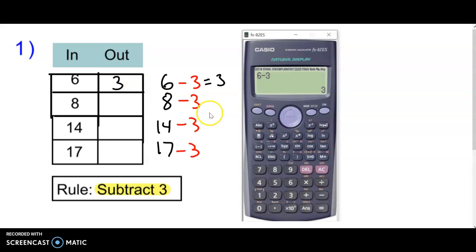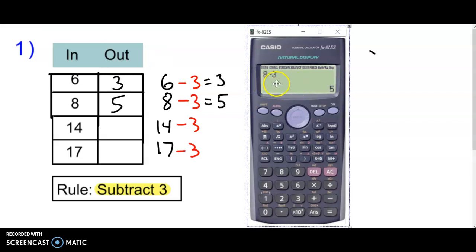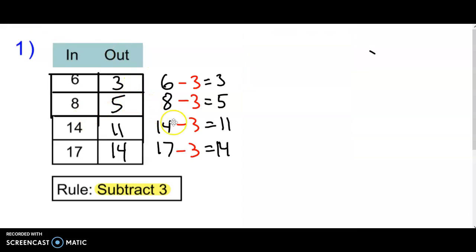Okay, so we move on to the next one. You do 8 minus 3 and type that in the calculator. 8 minus 3 is 5. And then you just put that right next to 8. So what went in was 8, what came out is 5. What went in was 6, what came out was 3. Okay? And you just continue that for the rest of the table. And you get your table filled out just like that.